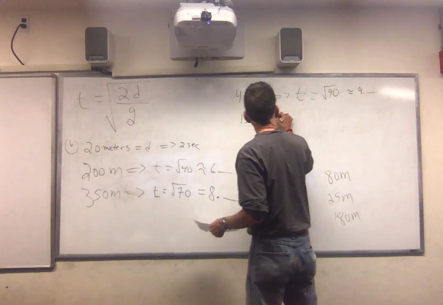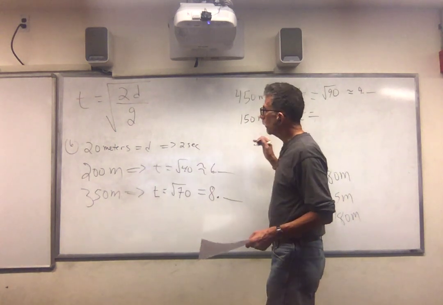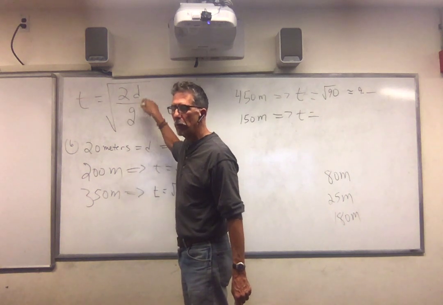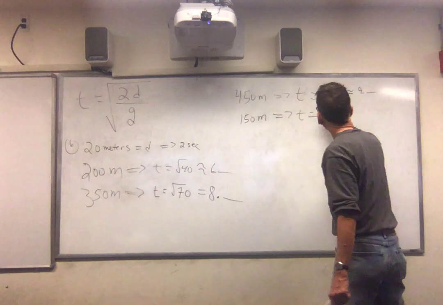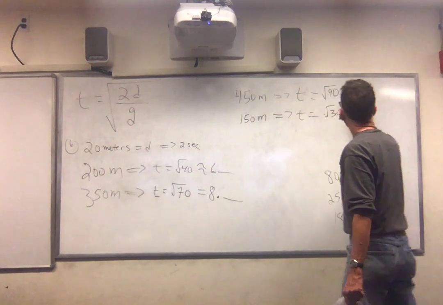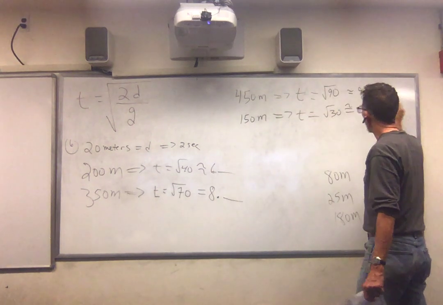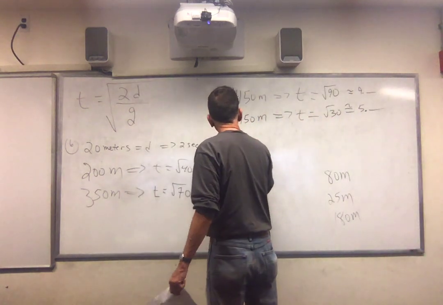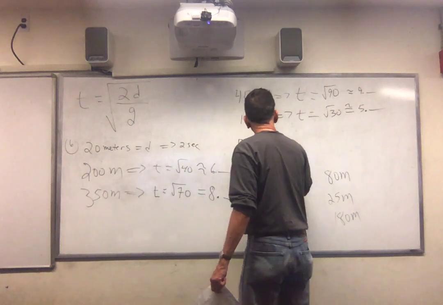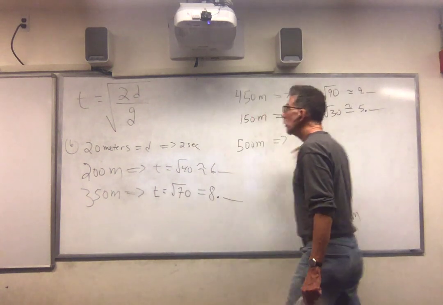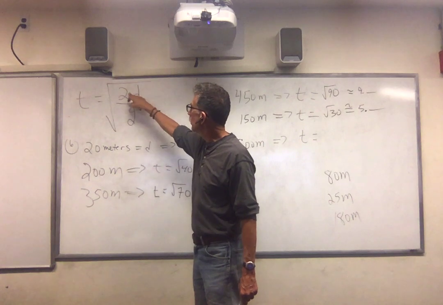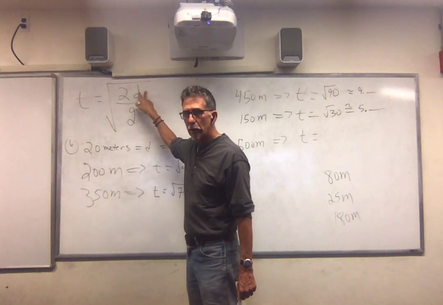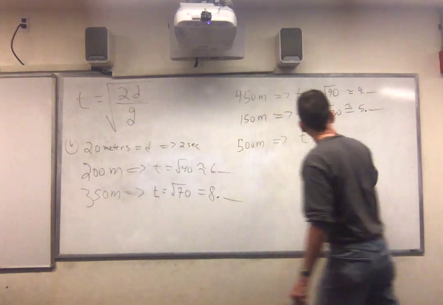150 meters. This gets old very quick. D is 150. 2 times 150 is 300. Divided by 10 is 30. Square root of 30. What's the square root of 30? I don't know. It's about equal to 5 point whatever. It's good. And finally, 500 meters. What do we get? Well, D is 500 meters. 2 times 500 is 1,000. Divided by 10 is 100. Square root of 100, we get 10 seconds.